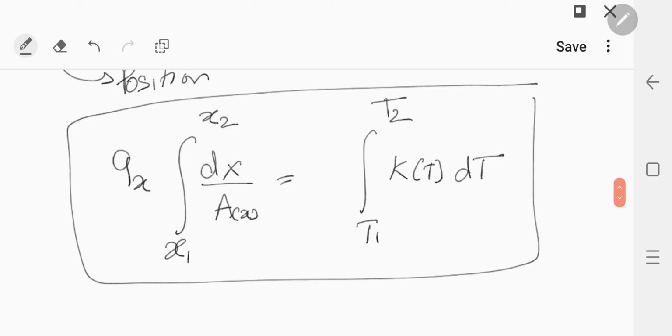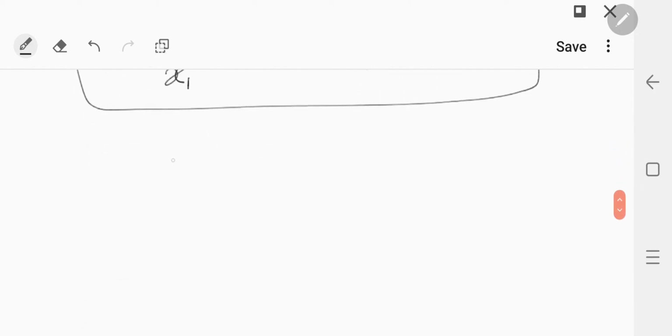Now suppose the area is constant and thermal conductivity is independent of the temperature, we know that qx is minus kA by delta x into delta T. Clear? Now on rearranging the negative sign, let's say the negative sign is adjusted within this delta T.